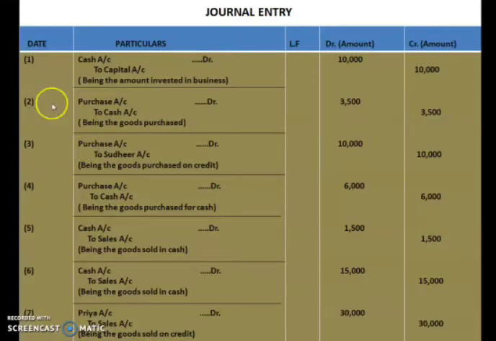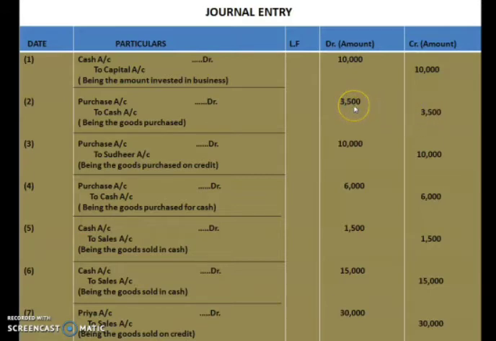Second journal entry. Purchase account debited. How much was the amount given to you in the question? 3,500, on the debit side you will write. To cash account, on the credit side. Because cash is decreasing, cash will be credited with again 3,500. Your debit side should be equal to your credit side. The amount should be equal.